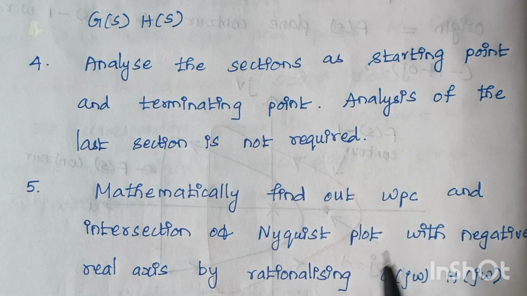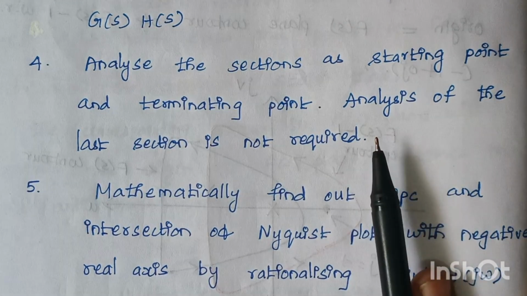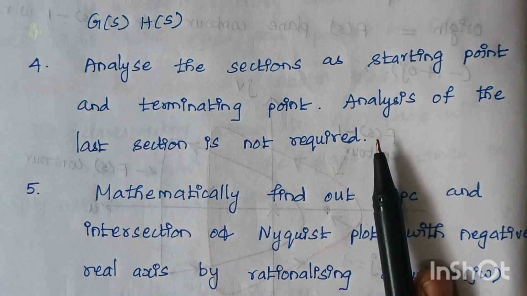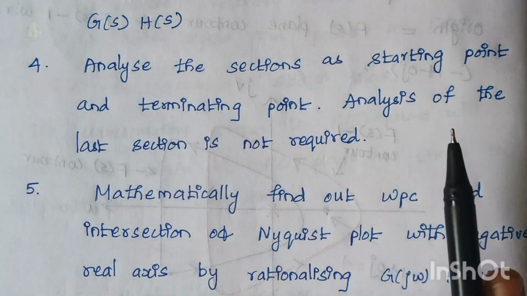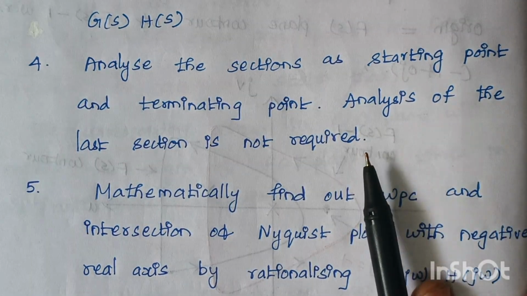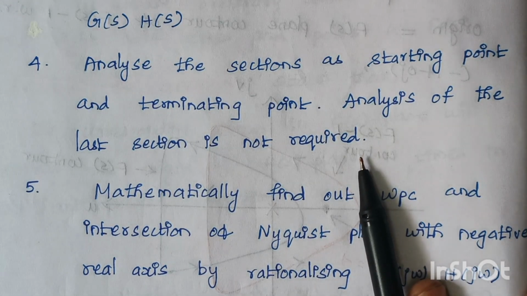So our fourth part is analyzing the sections as starting point and terminating point, right? Just now I explained that for each and every section there will be a starting point and ending point. And analysis of the last section is not required. This we can see while solving a particular problem, right?